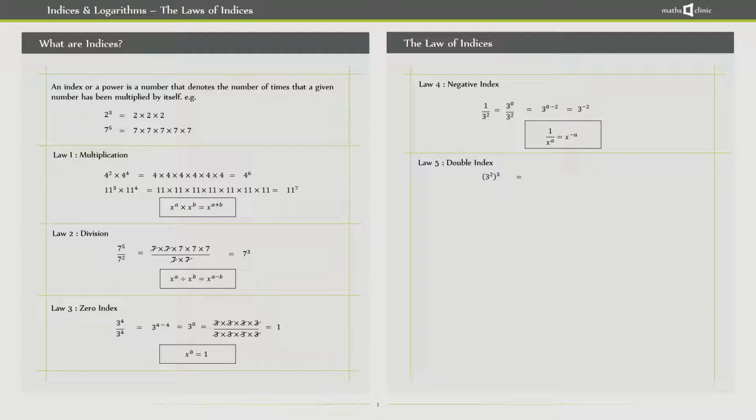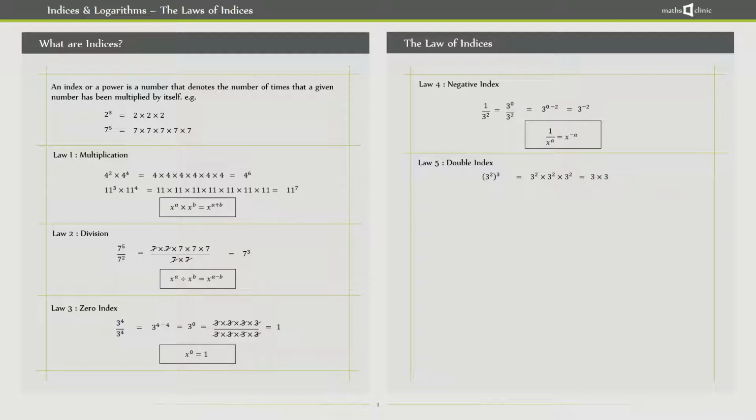1 over x to the power of a equals x to the power of minus a, or you can write that the other way around: x to the power of minus a equals 1 over x to the power of a. And that is our negative index law. I think we have 3 more laws to get through. Let's jump right into that.